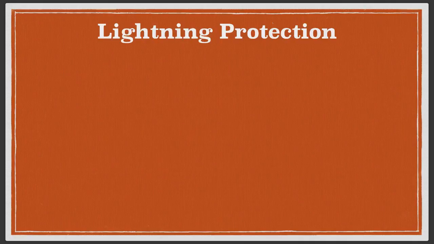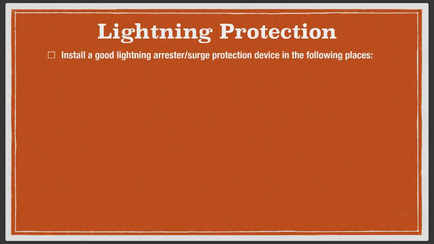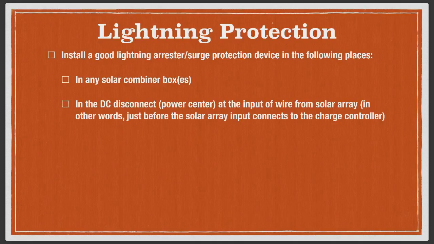So here's an example of where I would recommend placing your lightning arrestors in a typical system. And that would be in any solar combiner box, for obvious reasons. And in the DC disconnect, or it could be the power center if you have a power center, at the input of the wire that's coming from the solar array. In other words, you want that arrestor just before the solar array input connects into the charge controller. So picture this long wire running from the solar array to your charge controller.